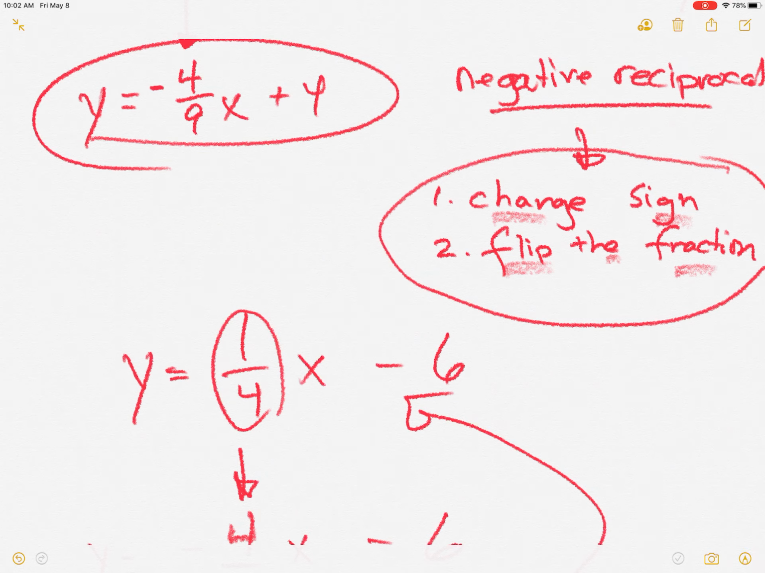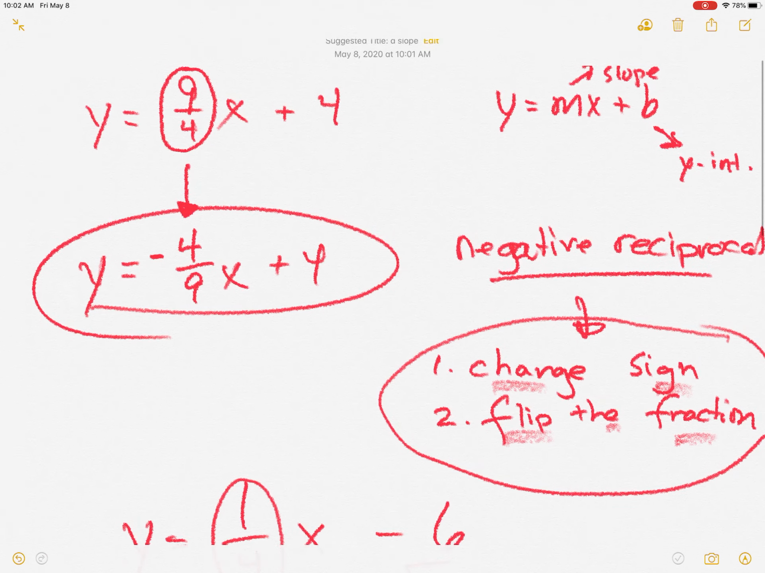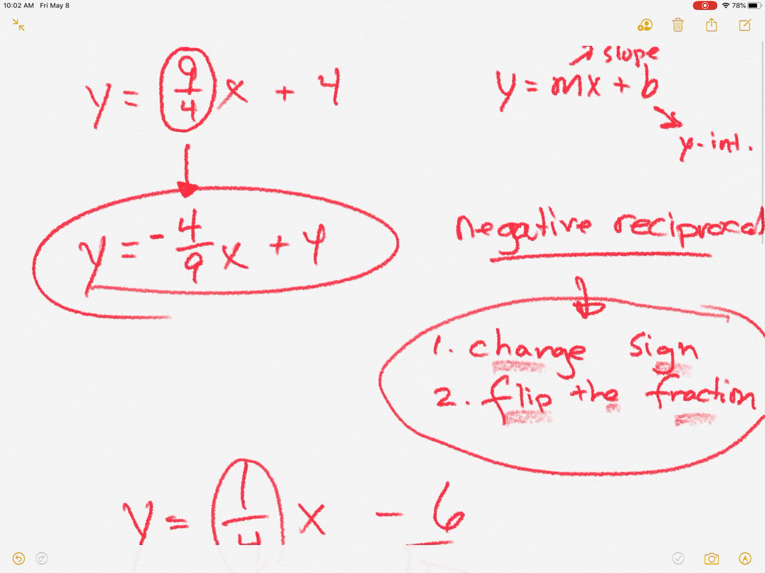So those are the only 2 steps you have to do. Again, change the sign, flip the fraction. That gives you the new slope of the perpendicular line. Use this example to help you complete a couple other examples to get some practice changing the equation of the line into another equation for a line that is perpendicular.